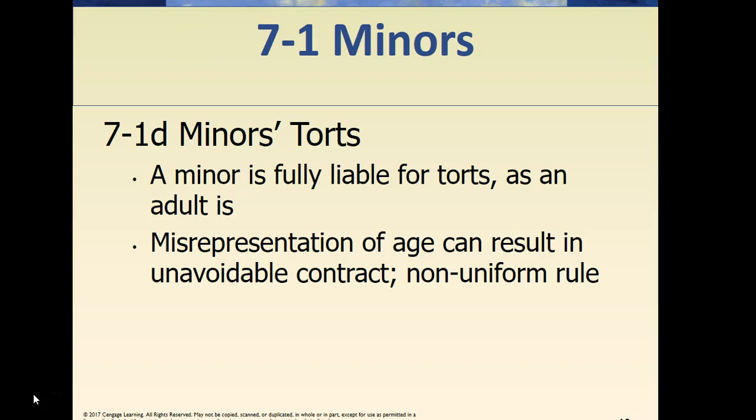What if a minor misrepresents their age and enters into a contract and says, I'm 18, but I was really 17, therefore you can't hold me accountable under the terms of this contract? That may be a situation where the court imposes a quasi contract and the minor may still be held liable if they made that misrepresentation.